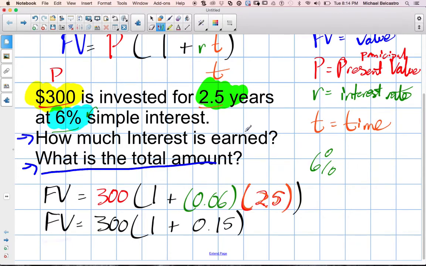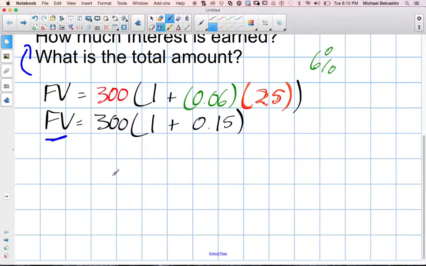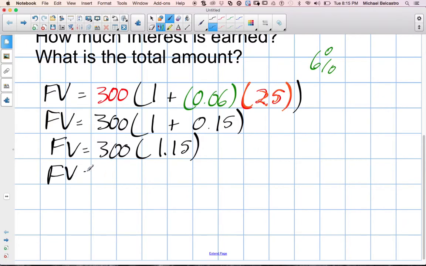So we're kind of out of order, but that's because of the way this formula is set up. Once we have the future value, we can use that information to go back and solve part 1. So we're going to continue with what we're doing here. Again, in BEDMAS, we add those values within the brackets. So if future value is equal to 300 times, this will be 1.15. So now we're just doing 1.15 times 300.